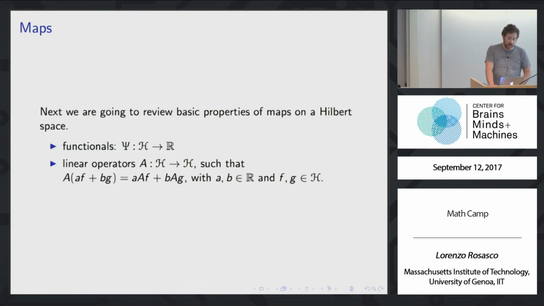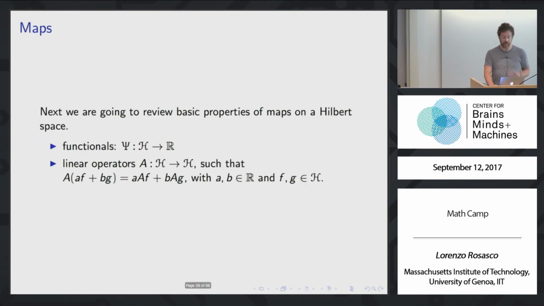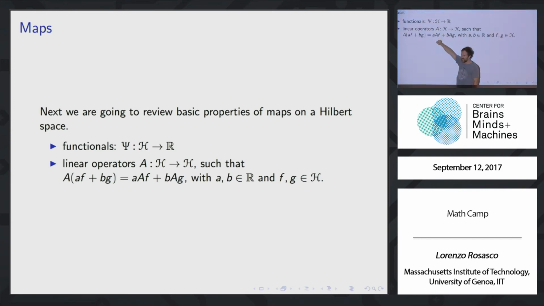Now we want to talk about maps between spaces. The first map we can consider is from the space, which is a linear space, into numbers. That's what you call a functional. A functional is simply a map that goes from your space, and typically the symbol you use for Hilbert spaces is, surprise, H, into numbers. An operator is something that sends a space into itself, or into another Hilbert space, maybe not itself.